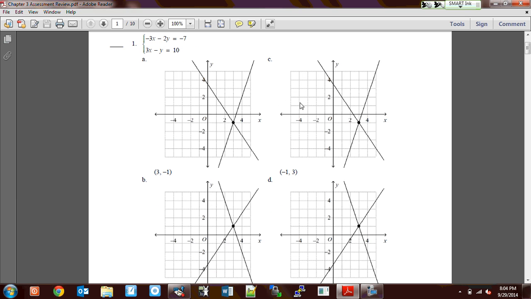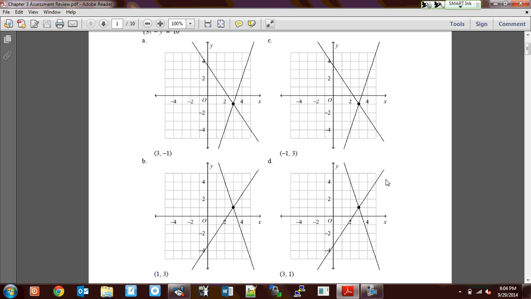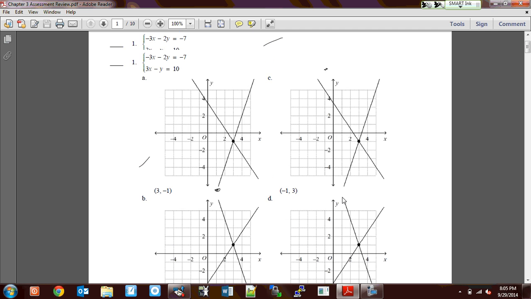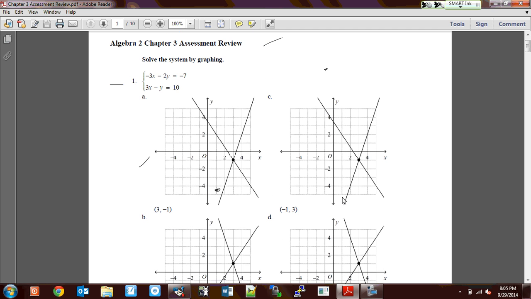Alright, so we're going to have to solve the system and see which one of these graphs matches it. So, first of all, let's go ahead and check this point to make sure that this pair represents this point. So (3, -1), okay, so that one does. (-1, 3), well that's up here, so we can rule out C. (1, 3) is here, so we can rule out B, and then (3, 1) is right there. Alright, so we've narrowed it down to A and D. We know C is wrong, and we know B is wrong. So we've narrowed it down to A or D.